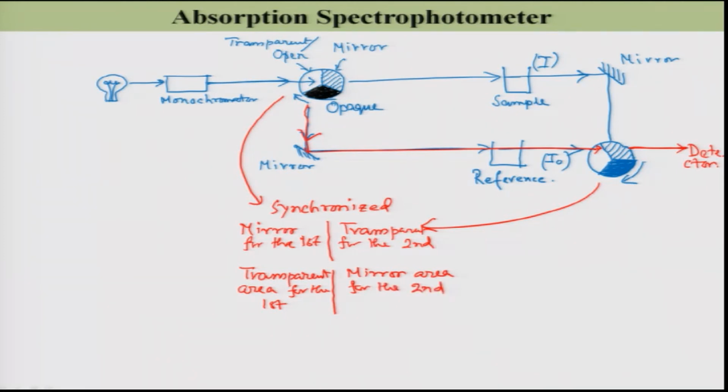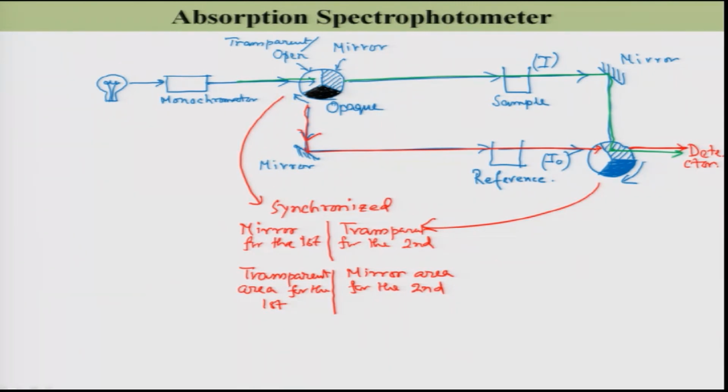That means, when it is transparent, let me take another color over here, when it is transparent, that means it will go through this system, it will pass through the sample and then will be reflected by this mirror and will be detected by this detector, right. So, in this case you will be able to measure this I.